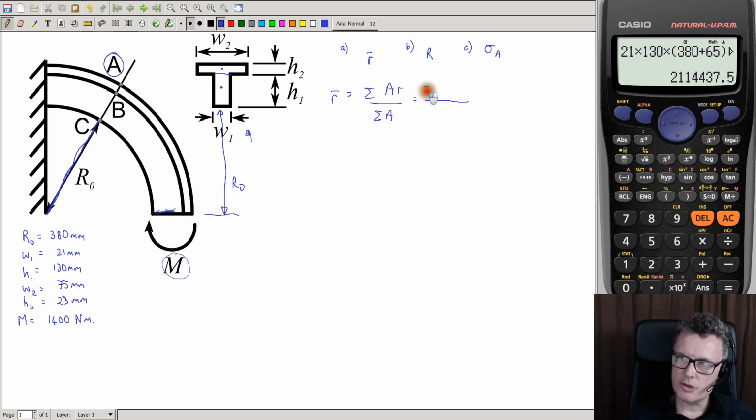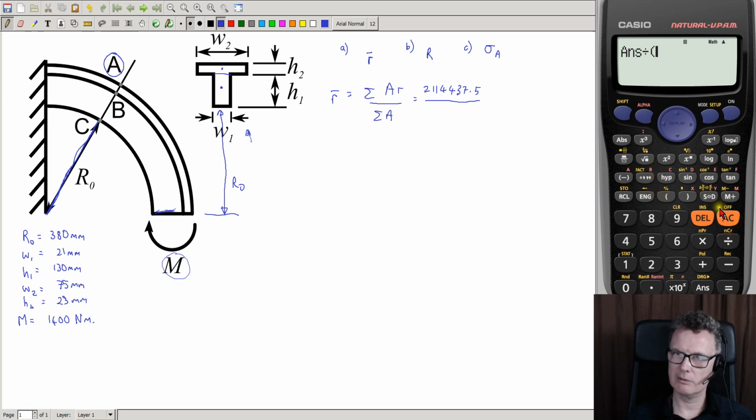So we got 2, 1, 1, 4, 4, 3, 7.5. Okay, 1, 2, 1, 1, 4, 4, 3, 7.5. Now we want to divide that by, oh, well, I've written it now, so I need to calculate it. We want to divide it by the area, so that's going to be the 21.